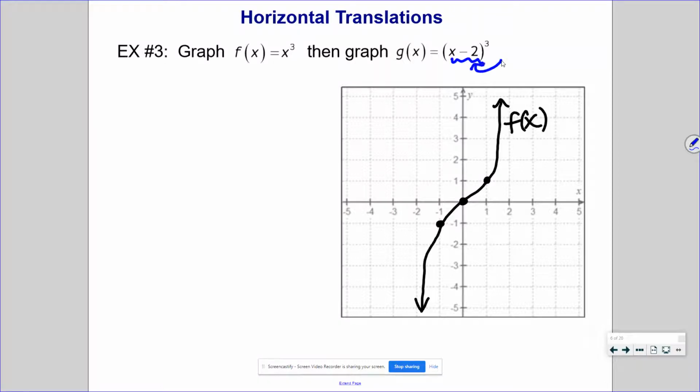Anytime you have a function that has been changed inside, where it's directly affecting the x value, that's going to indicate a horizontal movement. And if you look back at your reference sheet, minus 2 inside of parentheses like this would refer to a right movement. So we're going to move this graph to the right 2 spaces. And then we're going to see if I can do a little bit of a better job here. That's a little bit of an improvement from the last one, don't you think? This one's called g of x.